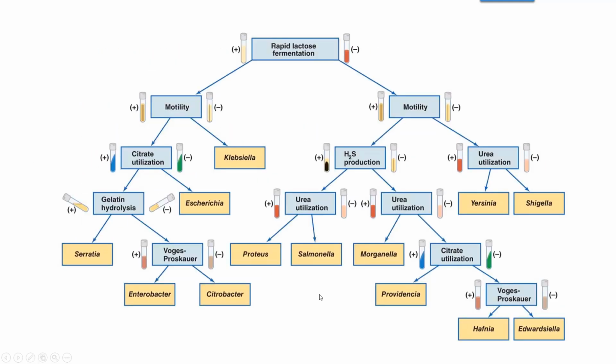Now, this is kind of a flow chart. It's not every test that we're setting up, but it really is a yes/no flow chart. Can it ferment lactose? We can see that on a MacConkey plate, but you can do it in a tube as well. Is it motile or not? Does it make hydrogen sulfide or not? Can it break down gelatin, yes or no? If you ask enough yes/no questions, you can eventually identify the organism. And that's what we're doing. We're setting up various types of tests to see if the bacteria can do various things or not.